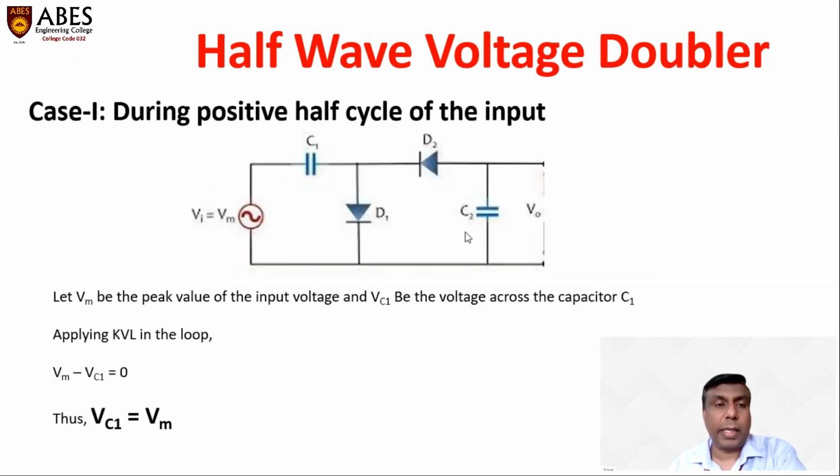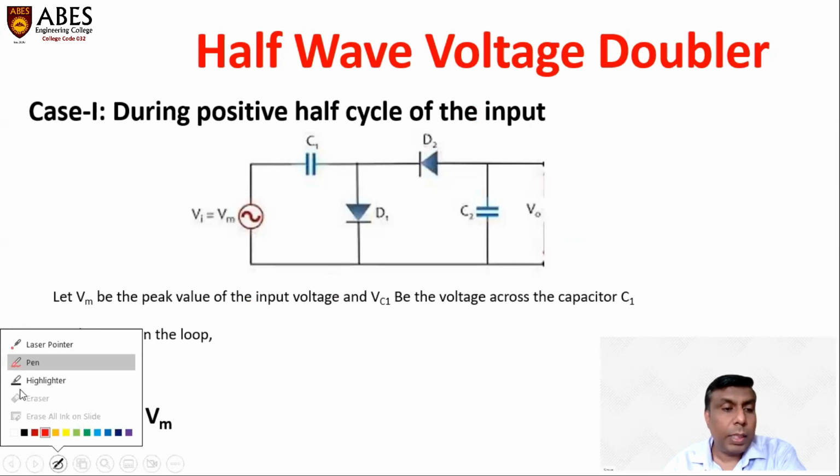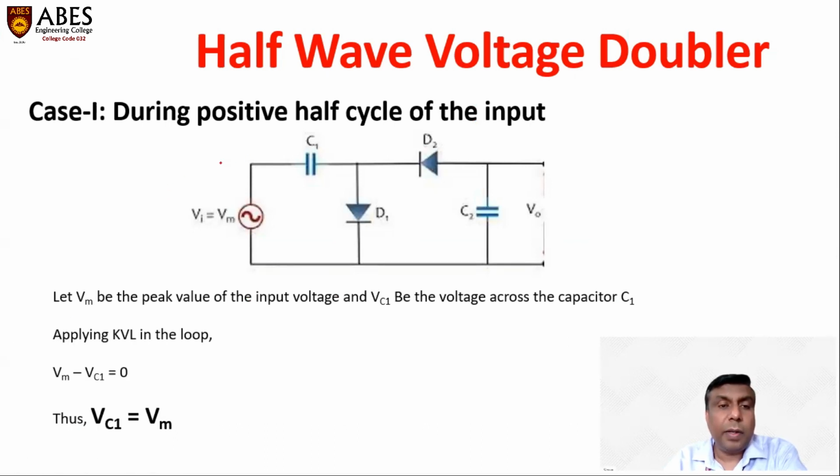Now let's discuss its working. Because this Vi voltage is a step-down AC voltage, it has both a positive half cycle as well as a negative half cycle. So let's discuss the positive half cycle first. In case 1, which corresponds to the positive half cycle, during the positive half cycle, this will be plus and this will be minus. Now here we need to find which diode will be forward biased and which diode will be reverse biased.